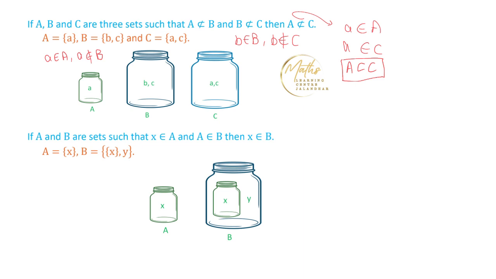So what we have over here is that X belongs to A. It is clear that X belongs to this set A. We have A belongs to B. This set A is present in this B. Then X does not belong to B. There is no element X in this set B, but it is the set A that is present over here. So this statement is false.